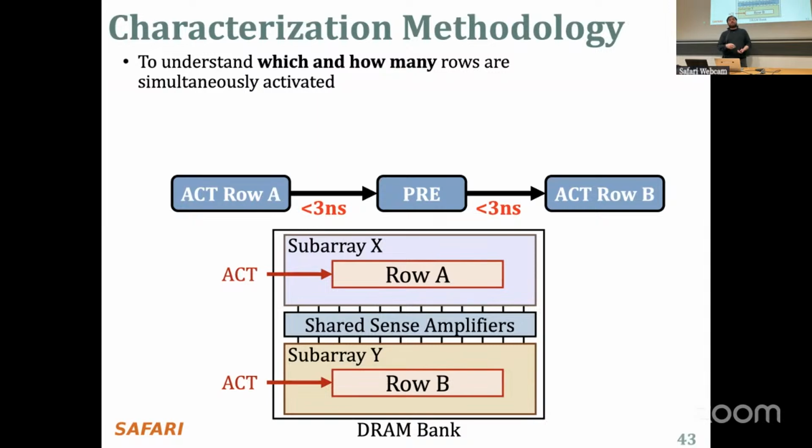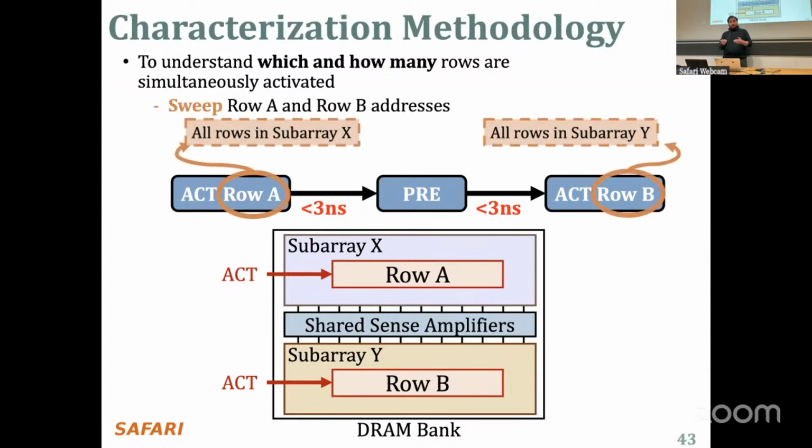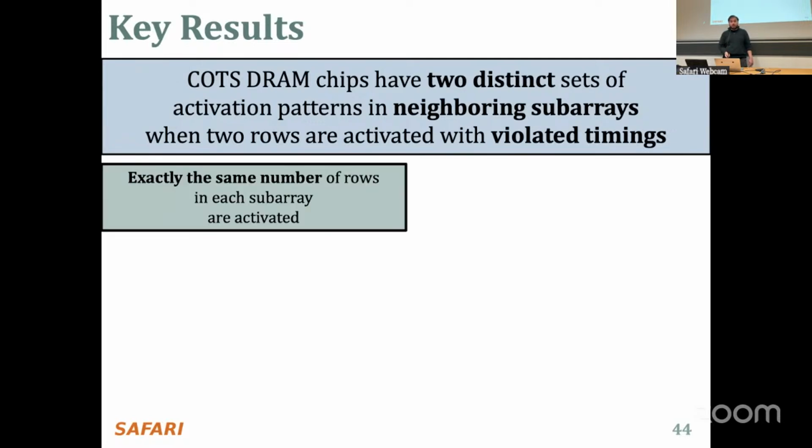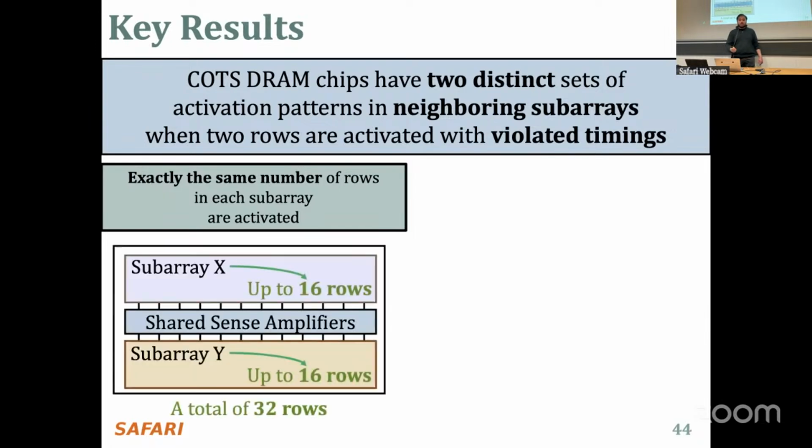To understand which and how many rows are simultaneously activated, we sweep row A and row B addresses to cover all rows in their subarrays. So we observe that off-the-shelf DRAM chips have 2 distinct sets of activation patterns in neighboring subarrays. First one is exactly the same number of rows are activated in each subarray. We observe that we can activate up to 16 rows in each subarray, a total of 32 rows.